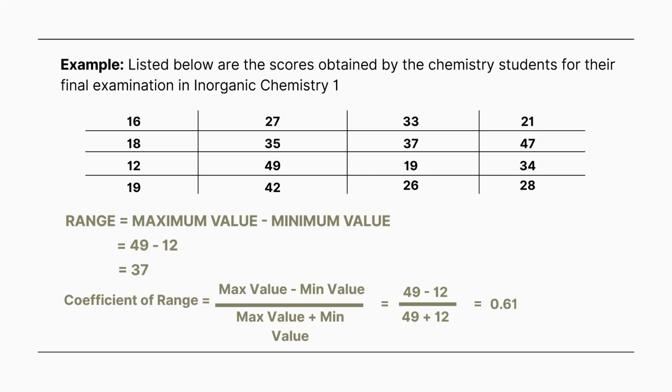As an example, listed in the table are the scores obtained by the students in their exam. To calculate the range, first identify the highest and the lowest value in the dataset. Here, the maximum value is 49 and 12 is the minimum value. Subtracting these two will give you 37 as the range for this dataset. Meanwhile, the coefficient of range can be calculated by dividing the difference between the highest and lowest value by their sum. Hence, here the answer is 0.621.